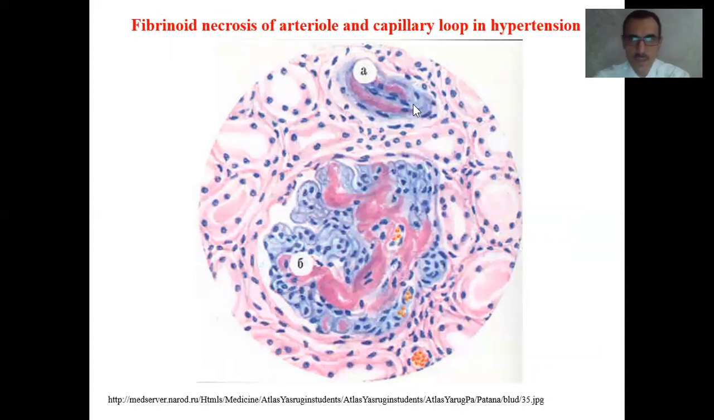Another microscopy of the fibrinoid necrosis, in chronic hypertension. If you pay attention, in the renal glomeruli we find in the wall of the arterioles and capillaries the necrotic areas. The bluish, reddish areas show the necrosis in the wall of the arterioles and the capillaries.